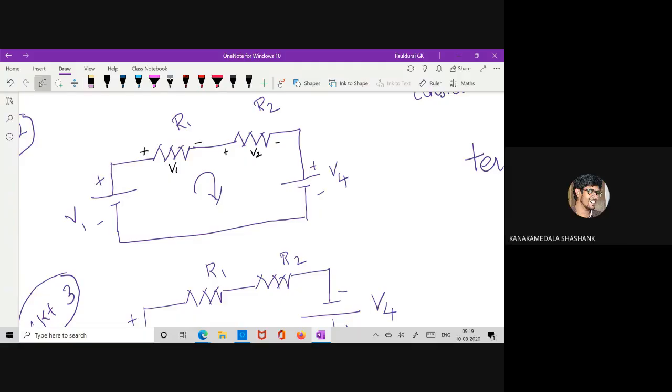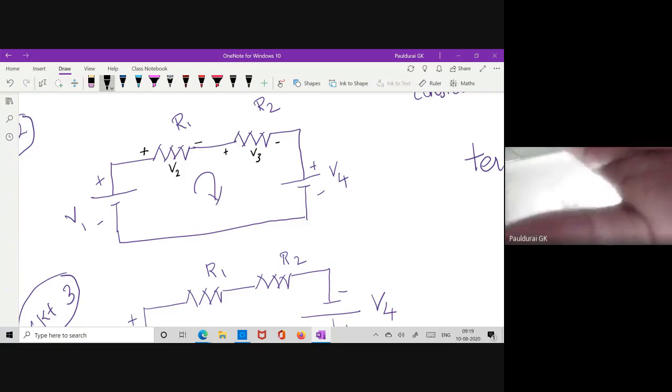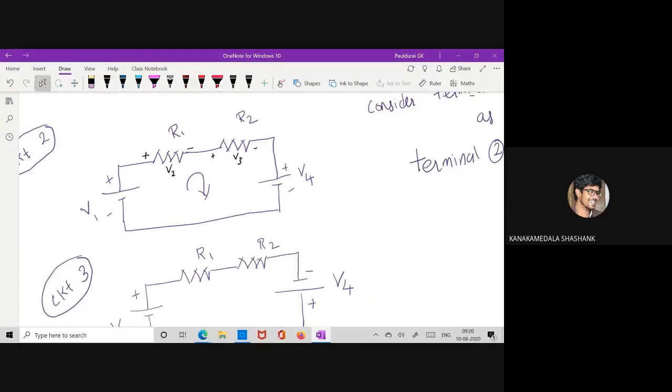Already there is one V1, sir, in the voltage. Take this as V. Otherwise, do one thing. Take this as V2, and take this as V3. So now what is the equation? Circuit 2. I will tell in my flow. So please understand V1. I will explain more.